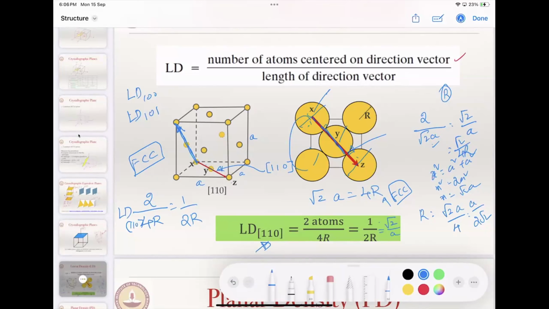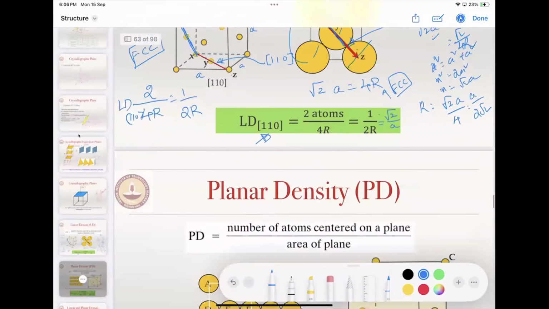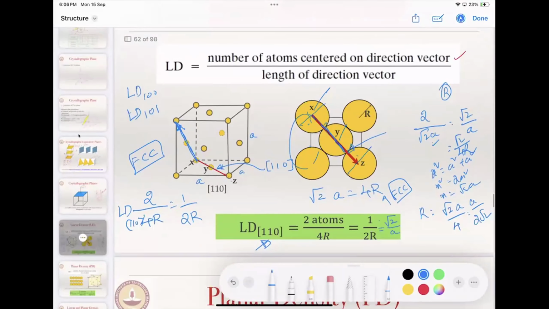Sir, 111 will have a unique direction, right? That is different. 111 is the body diagonal. Try to find out the density along the 111 direction. It should also be the same, sir, if I'm not wrong. Why? Because of the distance? They will not touch. It will be higher. It is the body diagonal, no?